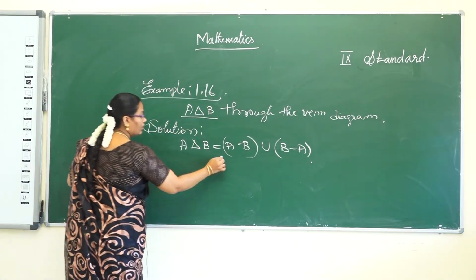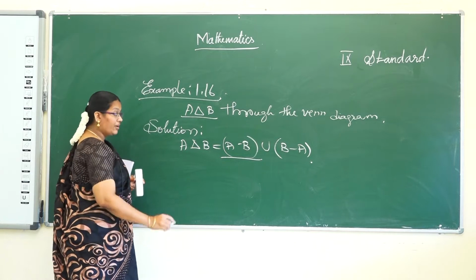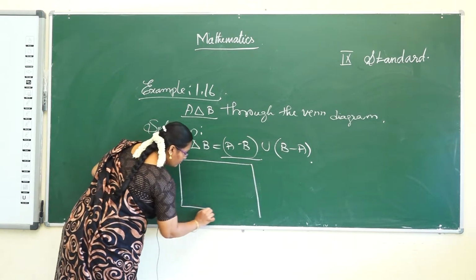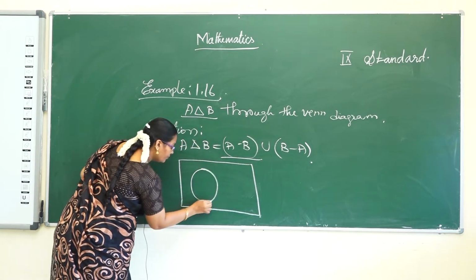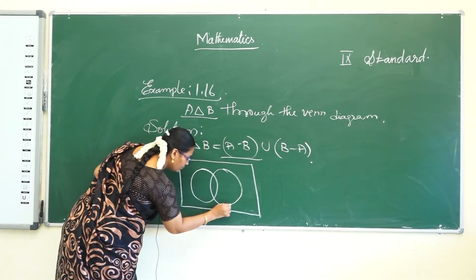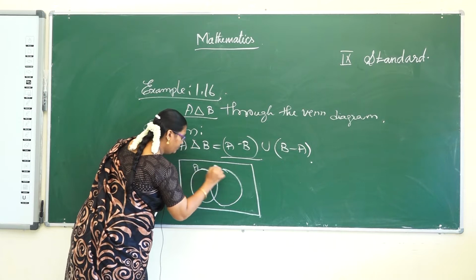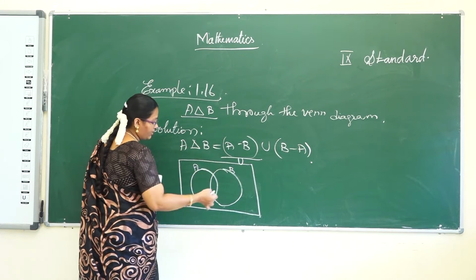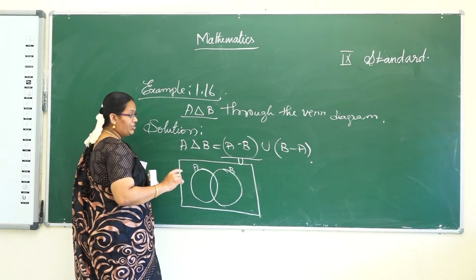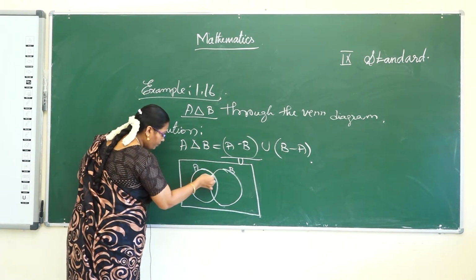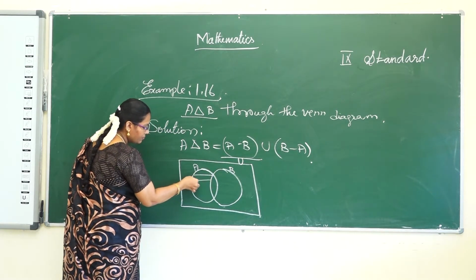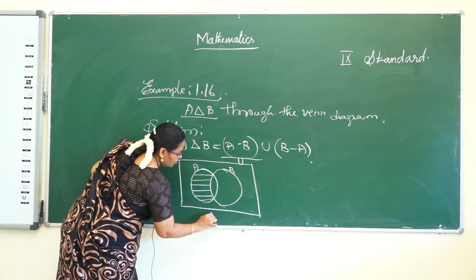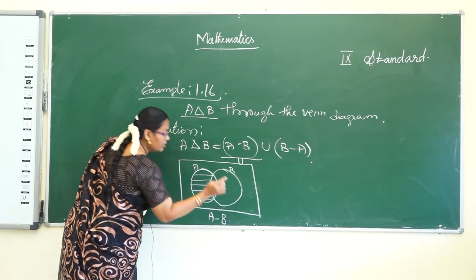Okay, first draw the Venn diagram for A difference B. First draw the universal set. After that draw the set A overlapping the set B. Then A difference B means all the elements should be in A only, not in B. So shade this place. This is the Venn diagram for A difference B.